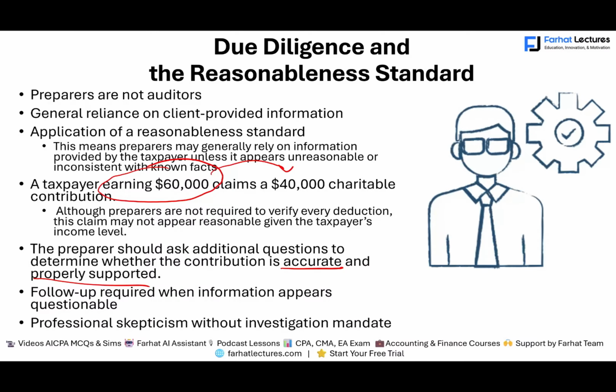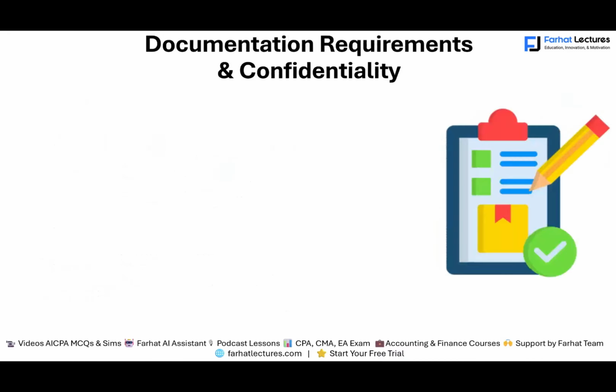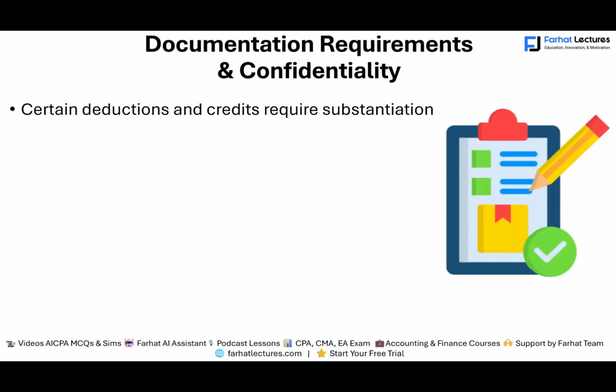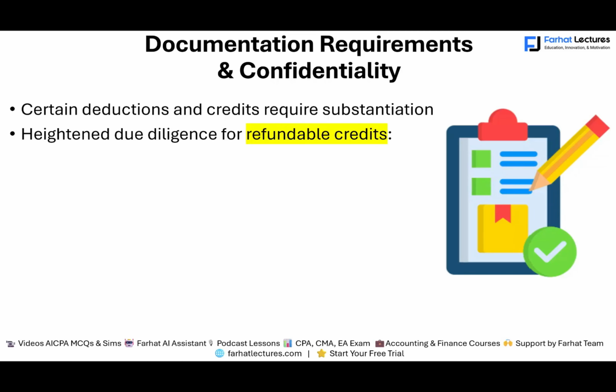Now we have to understand there is certain information, certain deductions, certain credits, that would require substantiation. Now, what does that mean? It means you need evidence in order to be able to claim them. So here what you have is items that the government says, look, you need to get evidence before you can claim those deductions, those credits. Usually there are refundable credits.